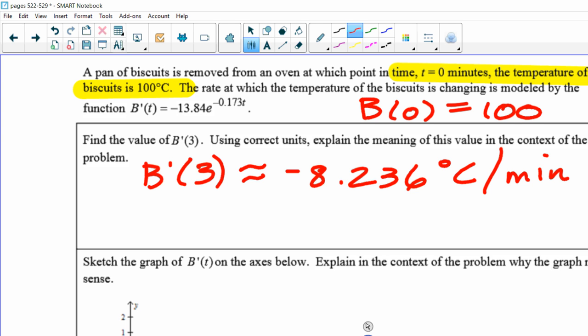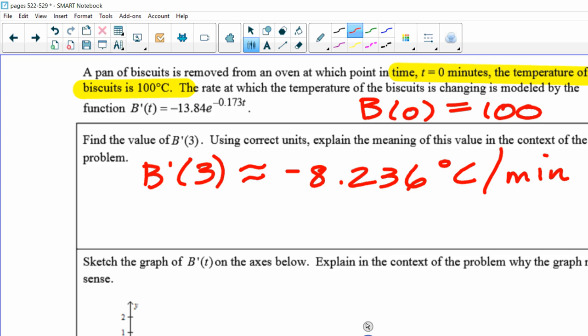3 minutes after the biscuits came out of the oven? There you go. The temperature is decreasing at a rate of 8.236 degrees Celsius per minute. You can say at time 3, but it's better if you will say in context. 3 minutes after the pan of biscuits was taken out of the oven, the temperature is decreasing at a rate of 8.236 degrees Celsius per minute.